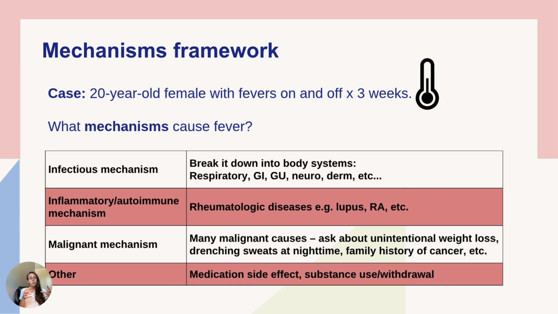I break it into these four big buckets with the various etiologies, and that helps me ask the questions when I see that person, right? Do you have any chills? Do you have a cough? Do you have a headache? Do you have a rash? Do you have swollen joints? Are you having unintentional weight loss, drenching night sweats? Are you withdrawing from any medication? Do you use any substances?